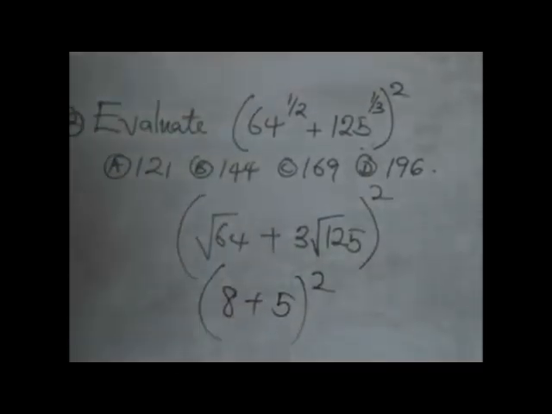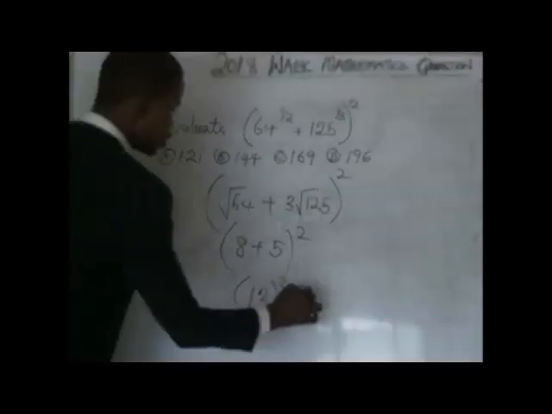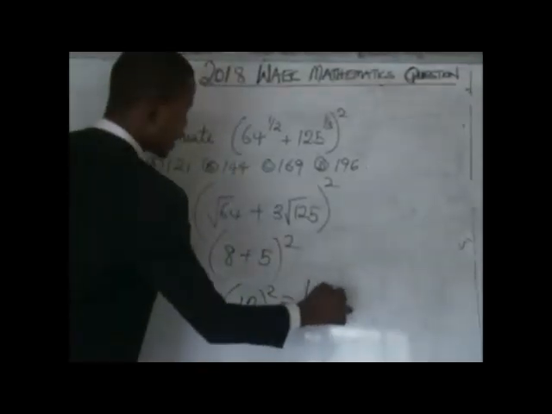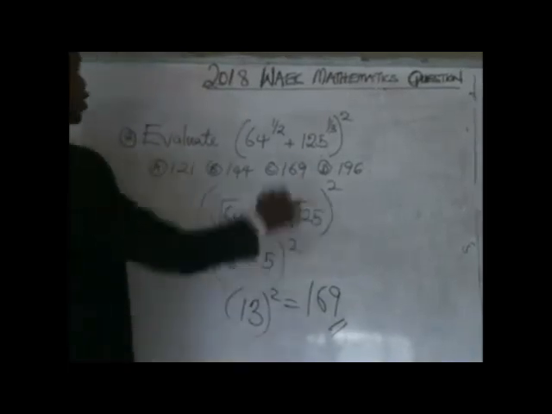Or raised to the power 2. So 8 plus 5 is 13. Raised to the power 2, 13 squared is 169. Do you understand? And our correct answer is option C.